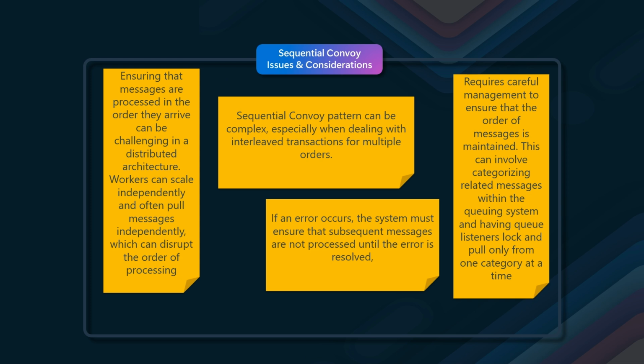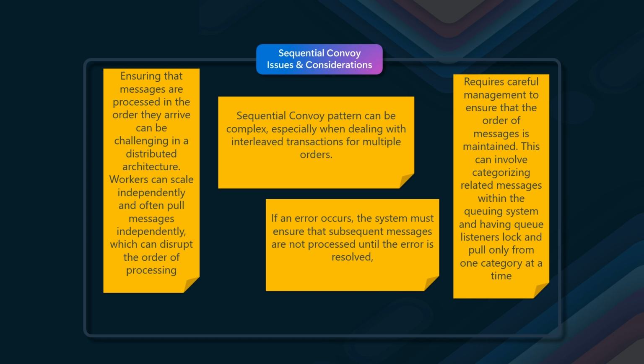So the sequential convoy pattern is designed to process a set of related messages in a defined order without blocking the processing of other groups of messages. Here are some issues and considerations associated with this pattern. Message queuing. Ensuring that the messages are processed in the order that they arrive can be challenging in a distributed architecture. Workers can scale independently and often pull messages independently, which can disrupt the order of processing.